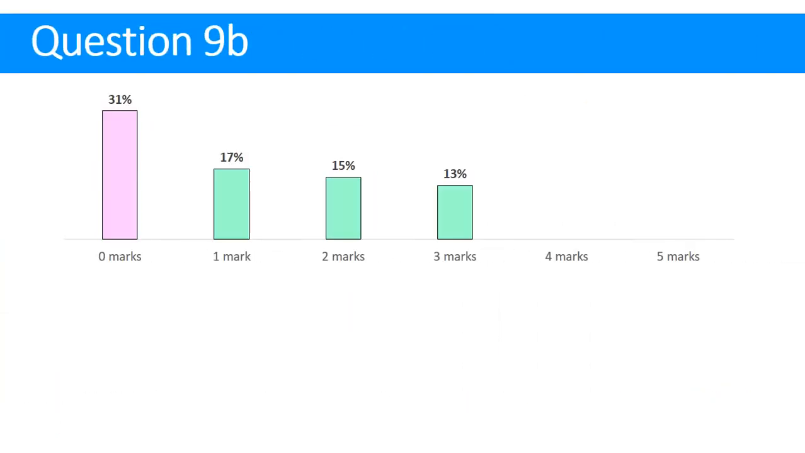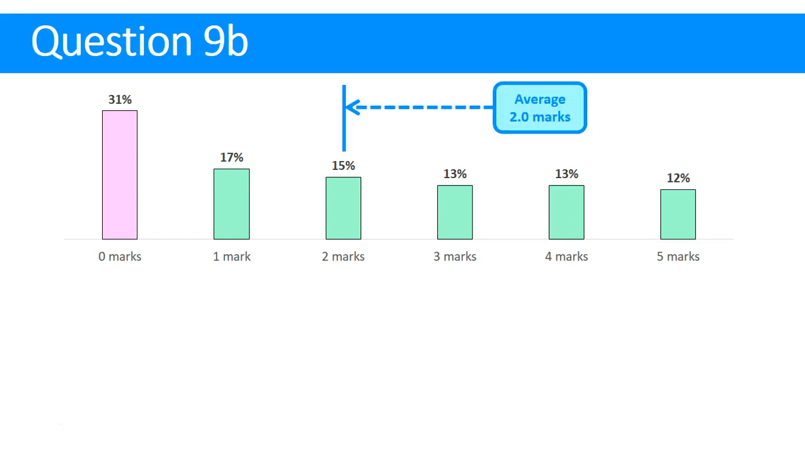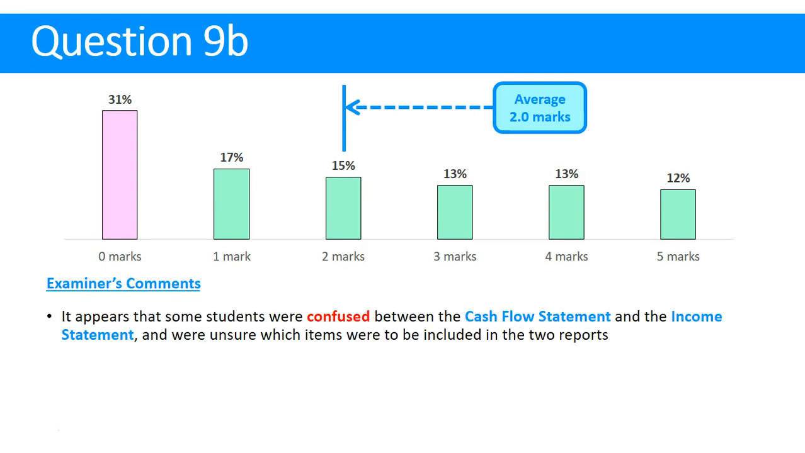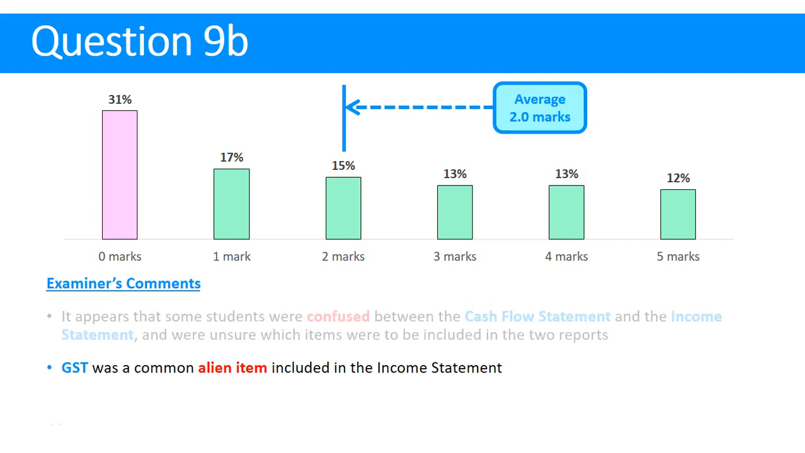Looking at how students performed, we can see 31% struggled to get a mark. Now a lot of that would have been kids just not getting to it because this was at the end of the paper. And at the other end, 12% got 4 marks. The average was only 2, so well below, so it's a 40% average, well below the state average for the rest of the paper. And the examiner commented that it looks like some students were confused between the difference between cash and profit, so make sure you're up to speed with that.